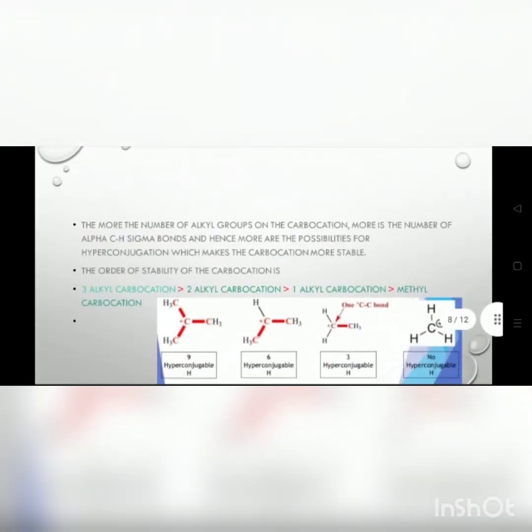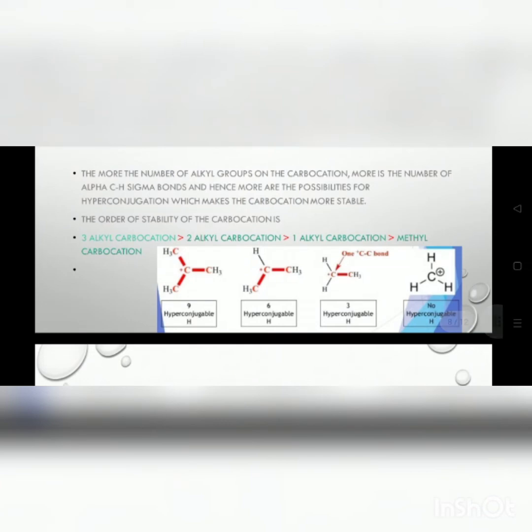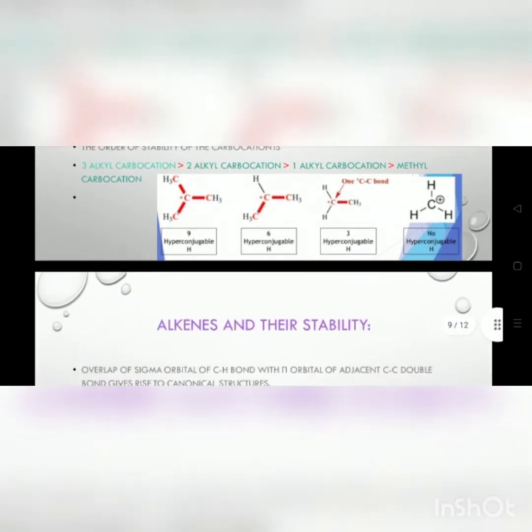The more the number of alkyl groups on the carbocation, the more is the number of alpha carbon-hydrogen sigma bonds, and hence the more are the possibilities for hyperconjugation, which makes the carbocation more stable. Here we can see that the order of stability of the carbocation is: tertiary carbocation is more stable than secondary, which is more stable than primary, which is more stable than methyl carbocation.